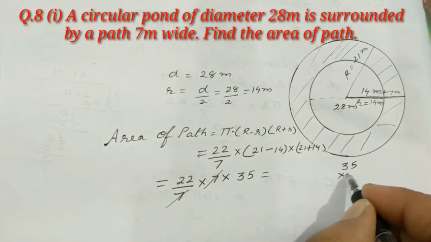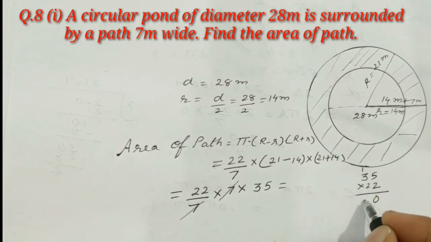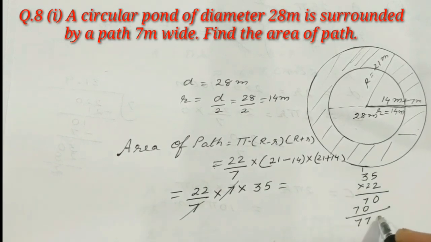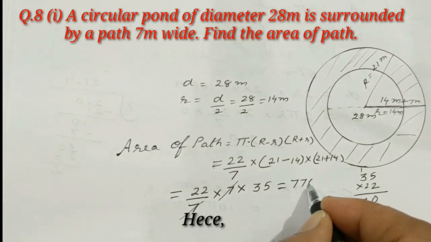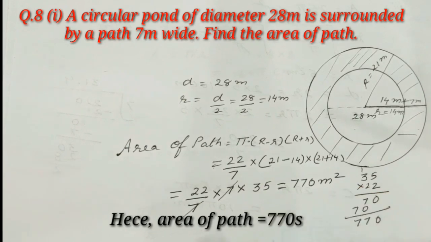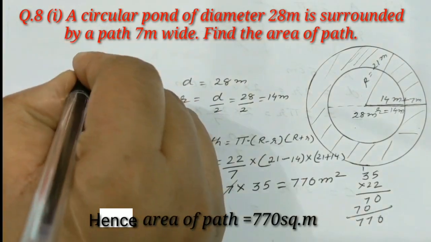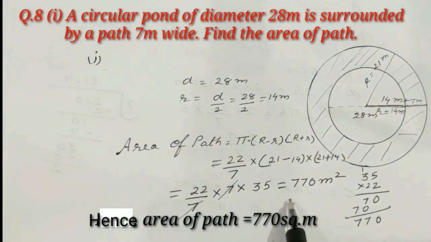35 into 22. 2 into 5, 10. 2 3s are 6, 7. Again 70, equals 770. Hence the area of the path is 770 meter square. This is how we can calculate the area of the path. This is question number 8, first part. Hence the required area of the path is 770 meter square.